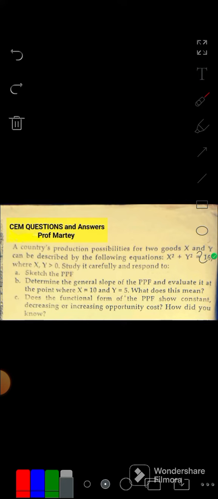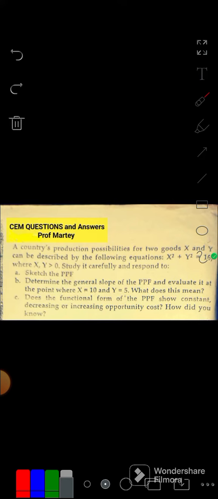A. Sketch the PPF. B. Determine the slope of the PPF and evaluate it at the point where x is equal to 10 and y is equal to 5. What does this mean? Does the functional form of the PPF show constant, decreasing, or increasing opportunity cost? How did you know? That's the C. So we will start by sketching our PPF as said by the A.